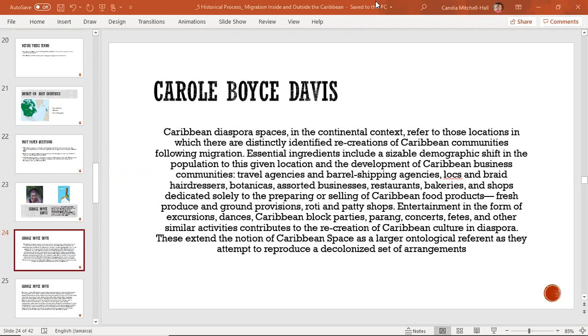Caribbean people are going to start travel agencies. They are going to have barrel and shipping agencies, because Caribbean people love to send barrels back to their homeland, especially during the Christmas time. You're going to have hairdressers, salons, restaurants, bakeries, patty shops, all of these different things. So what they are doing is recreating Caribbean communities in North America and also Europe.